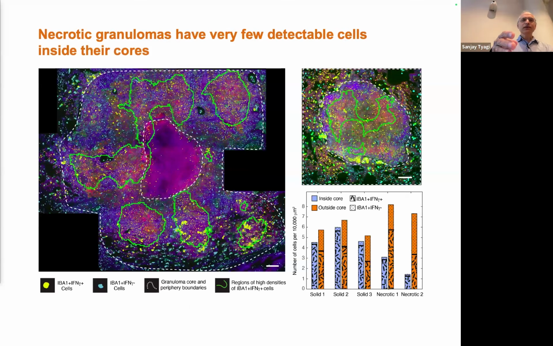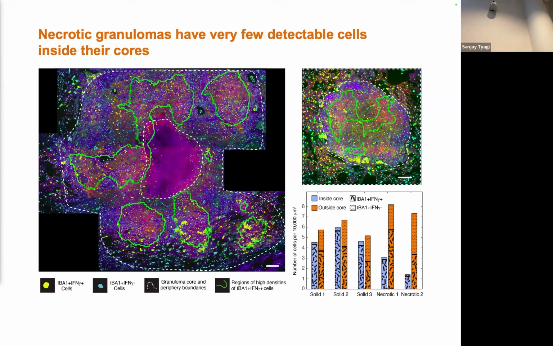In fact, this is comparing two kinds of granulomas. Looks complex, but it's very simple. The one on the right is a solid granuloma of the kind we just discussed. It has a solid core, necrosis has not appeared, and we're doing the same kind of analysis, but only two markers now, IBA1 and interferon gamma.